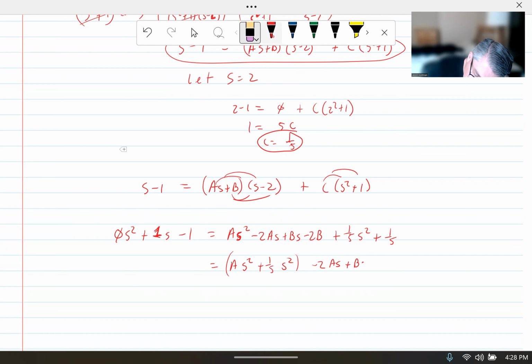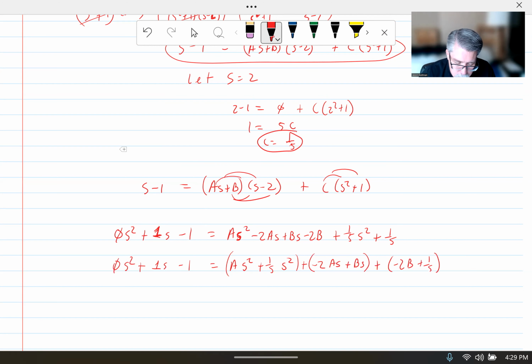as plus bs. Okay, maybe I'll put a plus there and group those together. Okay, and then I want to group the constant terms together. So that's just going to be negative 2b and 1/5. That's negative 2b, okay, and 1/5. Okay, and then I'm going to set that equal to 0 s squared plus 1s minus 1.